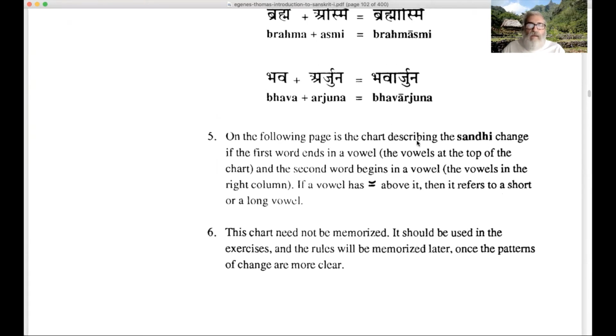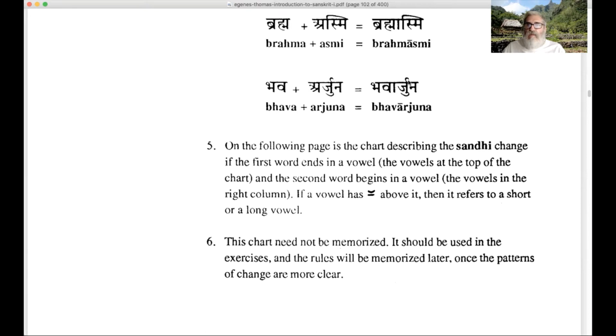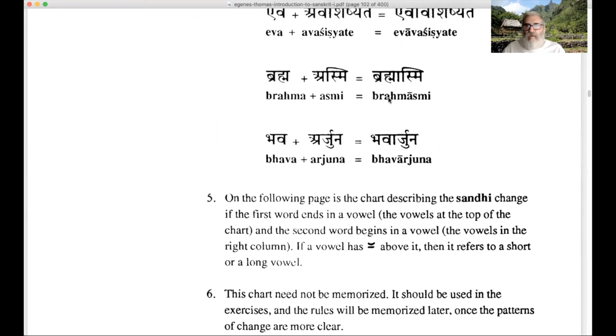So, for instance, here's a word, Brahmasmi, with a long A in the middle. If we break this Sandhi, somebody might say it could be Brahma and Asmi, or it could be Brahma and Asmi, with different combinations of short and long A.